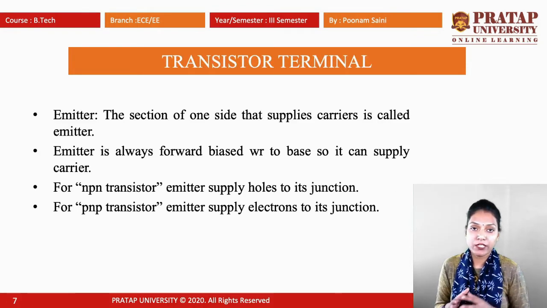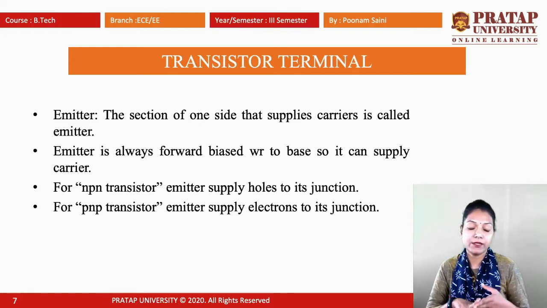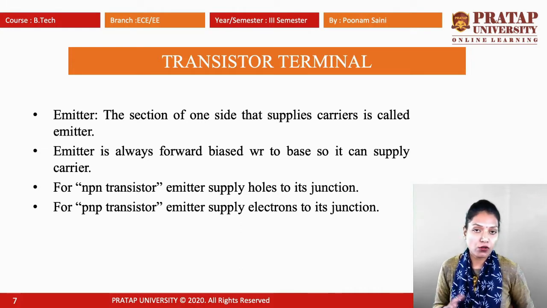We have three terminals. First is emitter, second is collector, third is base. So first of all we are going to discuss what is the emitter. It is the first section, one side, that supplies carriers. The emitter is basically used to supply the carrier, and a carrier is any hole or electron. The emitter is always forward biased with respect to the base, so it can supply the electrons or holes, or you can say carriers. For an NPN transistor, the emitter supplies electrons to its junction, and for PNP, the emitter supplies holes to its junction. In the emitter there are 3 points which we are going to remember.